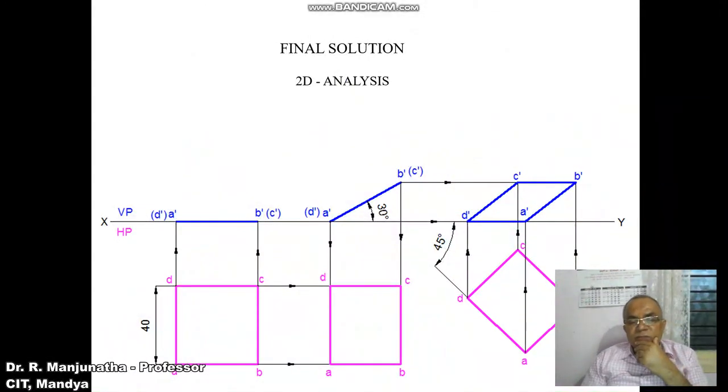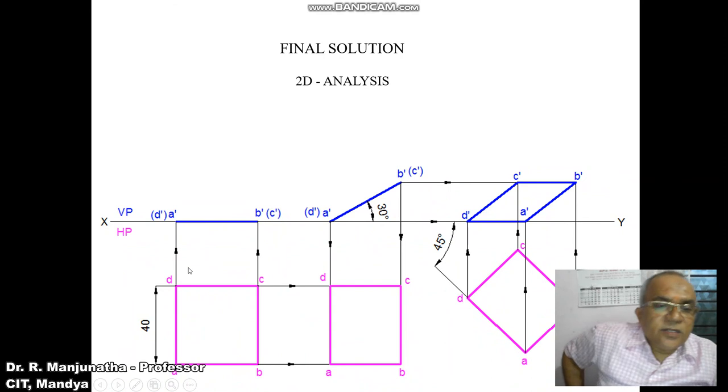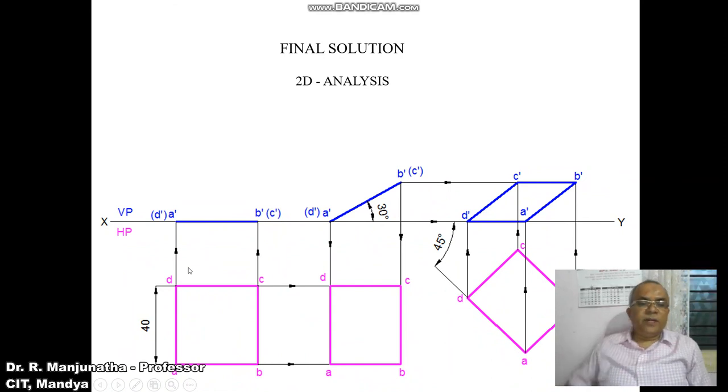Now we are going to take up the solution in the sketchbook, how to draw this. First, we are going to draw a horizontal thin line and mark XY, VP and HP here. And as he says, as one of the sides is resting on HP, make that side perpendicular to VP.